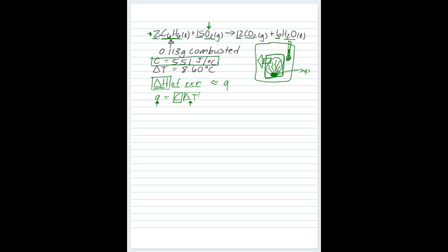We have C, it's given to us here. And we actually also have delta T in this situation. So at first glance, this is a pretty easy equation to solve. We are going to take that C, 551 joules per degree Celsius, and multiply it by the change in temperature. We'll cross out our temperature terms to convince ourselves that we'll get joules out of this.